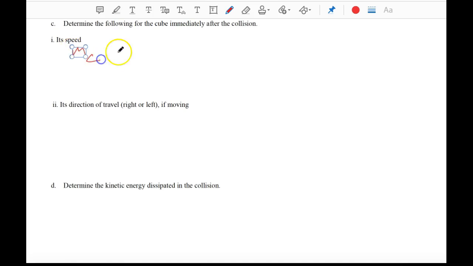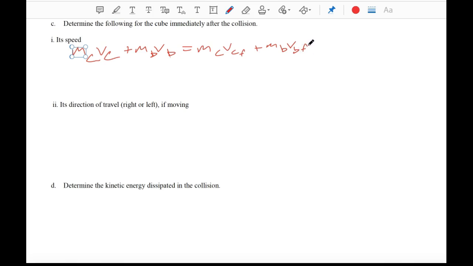So you can say mass of the cube times the velocity of the cube before, plus the mass of the ball times the velocity of the ball before, should be equal to the mass of the cube times the velocity of the cube final, plus the mass of the ball times the velocity of the ball final.